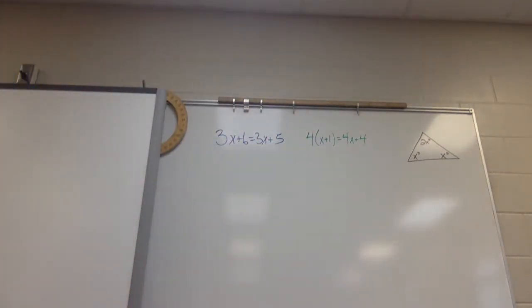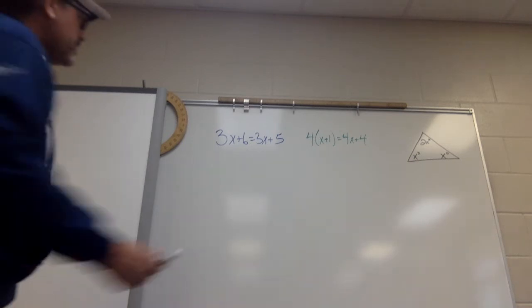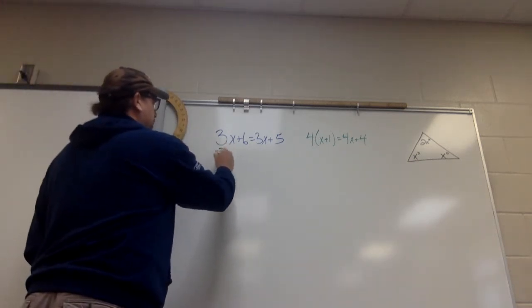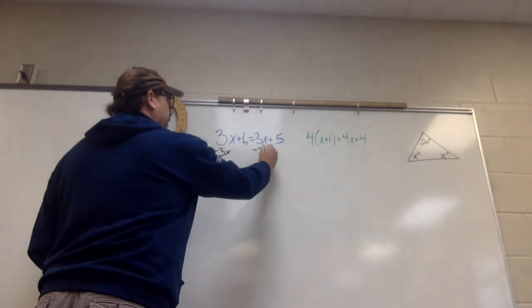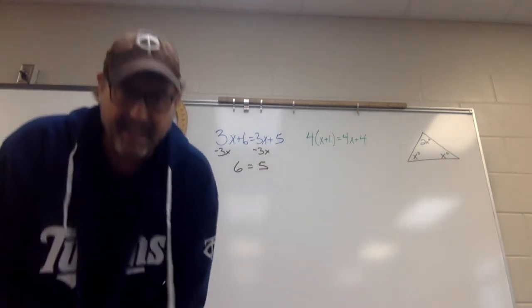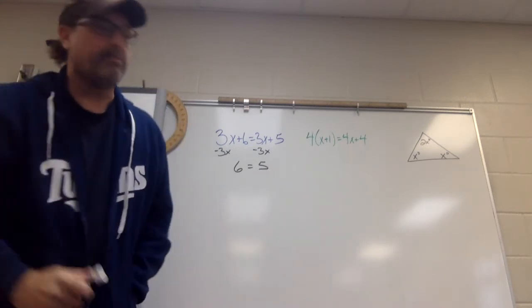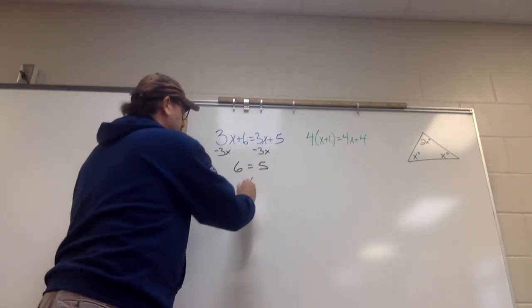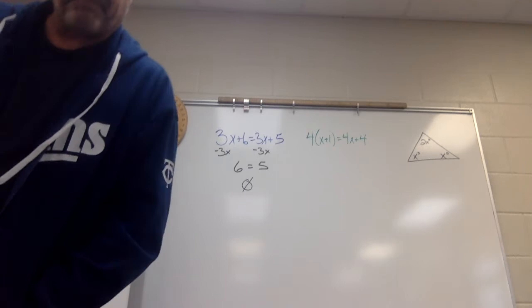Say, there are a couple of silly times things happen. So I'm going to get rid of the smallest one, which they're actually the same. Take away 3x on both sides. I get 6 equals 5. That doesn't make any sense at all. When it doesn't make sense, the answer is no solution or the null set.